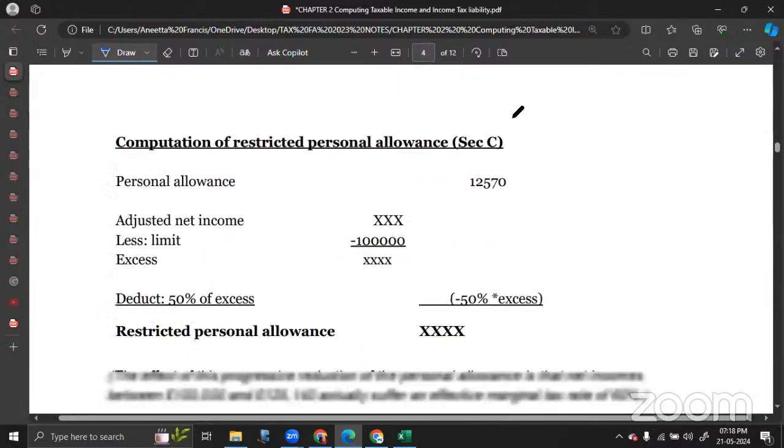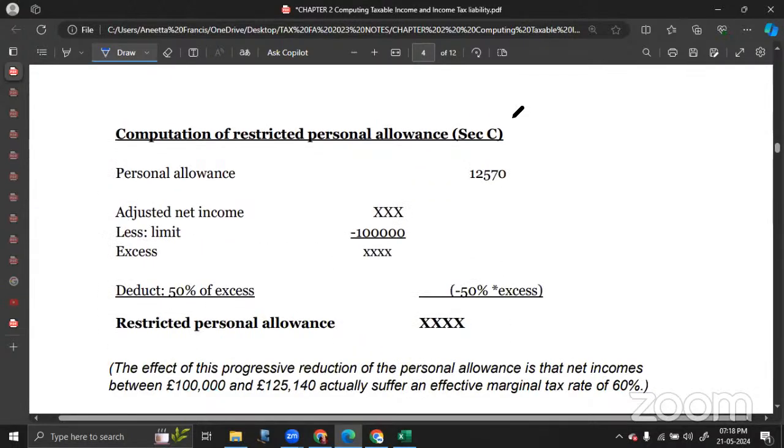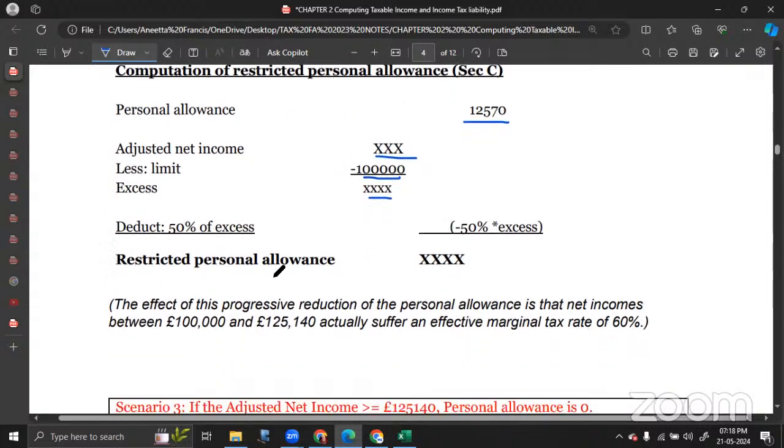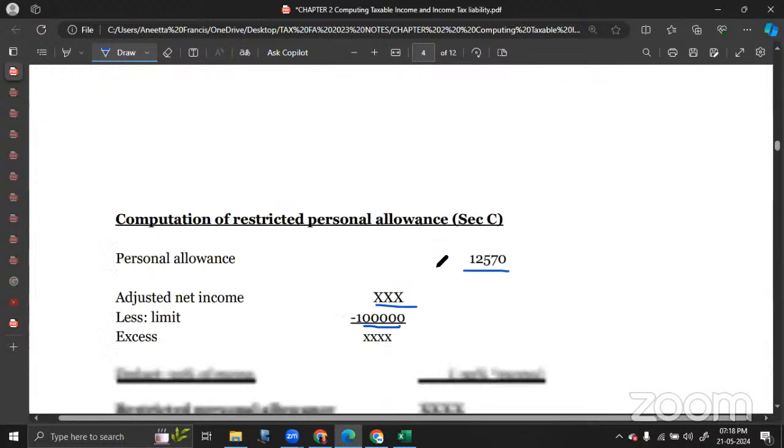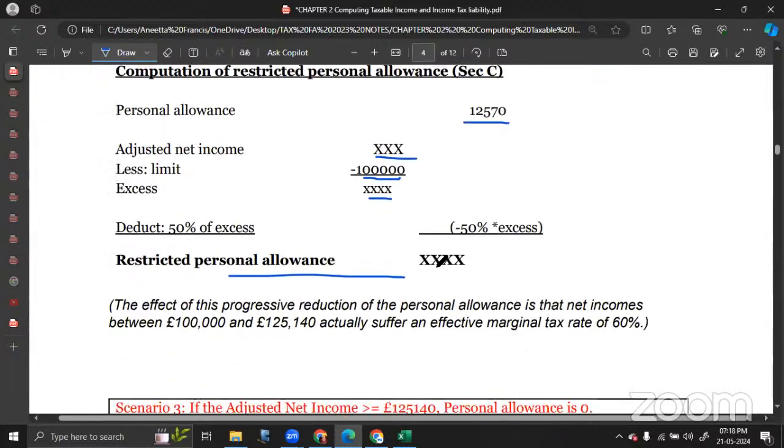You just need to get the correct answer. But if you're doing the same calculation in Section C, you have to show it as a separate working note with proper steps. So you'll write down the personal allowance, take your adjusted net income less the limit of 1 lakh, the excess, and deduct 50% of the excess, and you will get your restricted personal allowance. The same step, but I have just elaborated it with some additional steps.